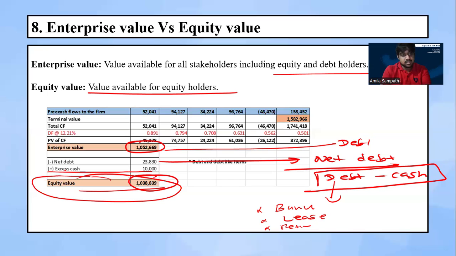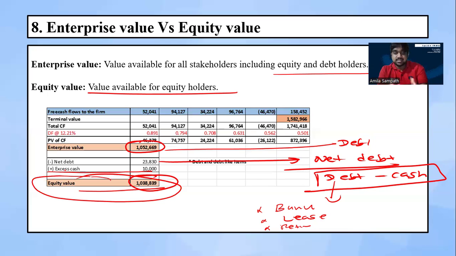Then after dividing this equity value by the number of shares, we can get the per share value. This is the process of valuation, and this is the final output of the valuation. I hope all of you are clear with the calculation of deriving the equity value from the enterprise value.